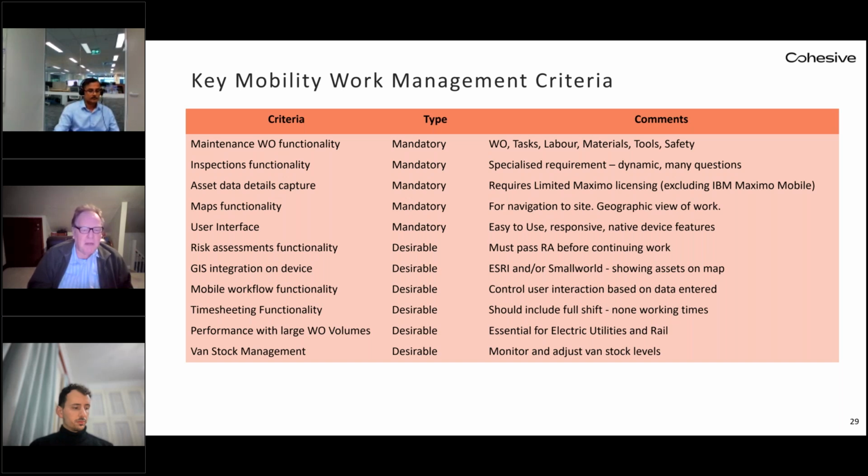And other things like managing of van stock. So very often the inspectors or the workers have stock within the vans, gaskets or spares, so that when they go to a location, they're carrying spare parts. Okay, so mobile, lots of options, lots of considerations. It's not necessarily one solution that fits all. Find the right solution for you.